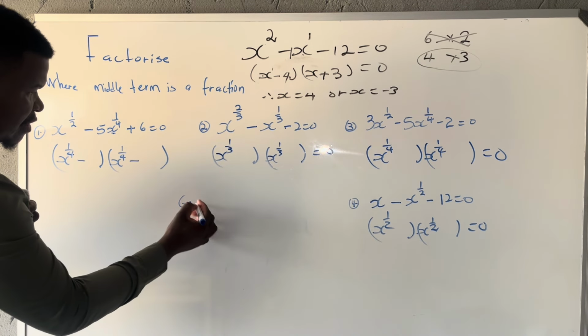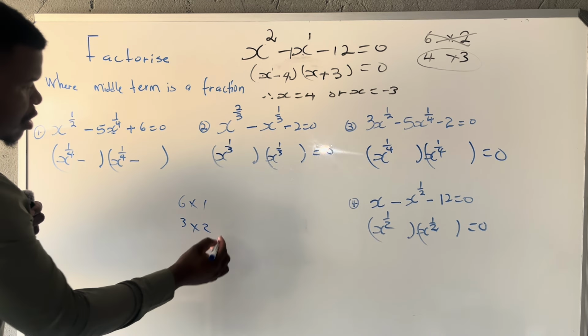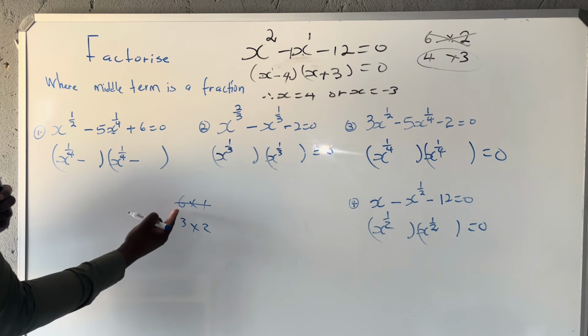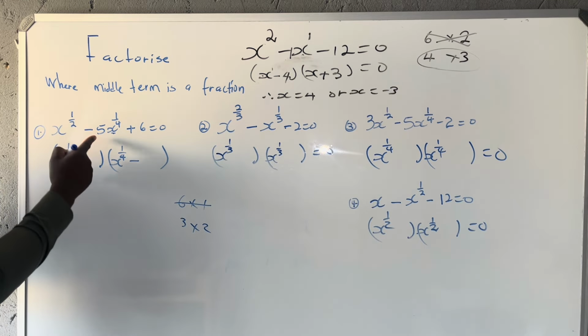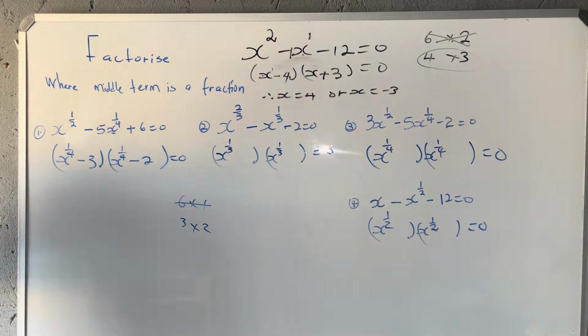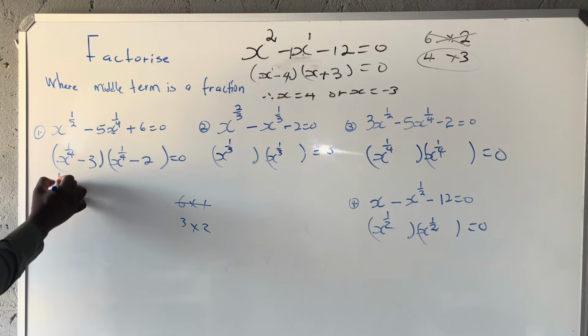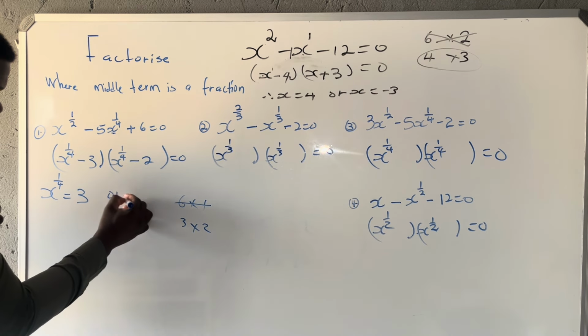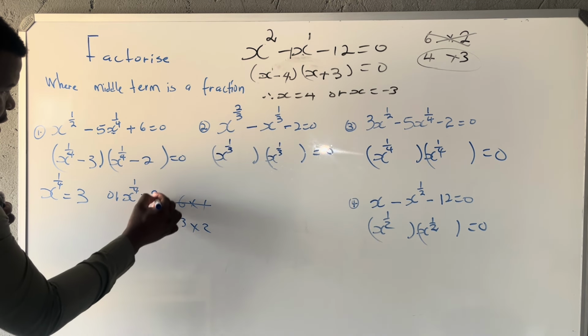Factors of 6, we've got 6 times 1, we've got 3 times 2. So I cannot use this because if I add 6 and 1, I'm getting a 7 while I'm having a 5. So I'm going to use 3 and 2. That means automatically we are having something like this. This side, you are having a 2.